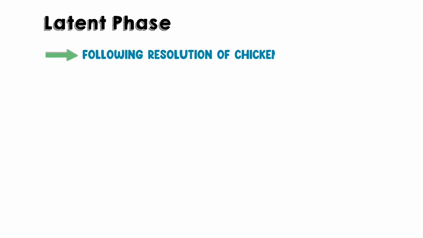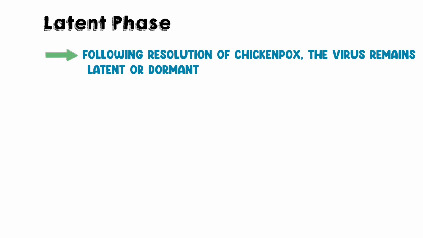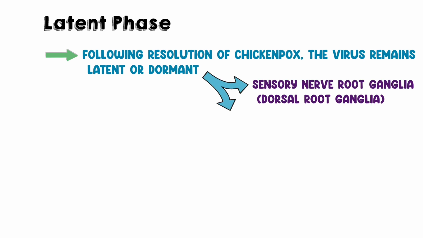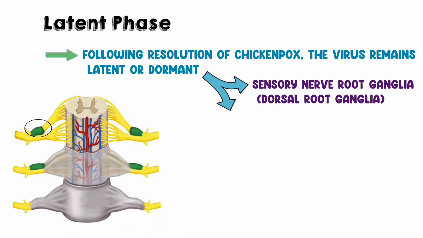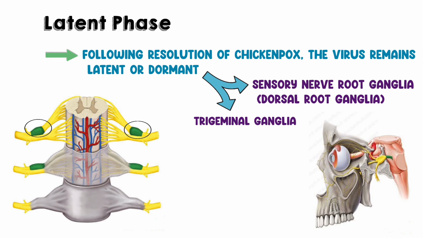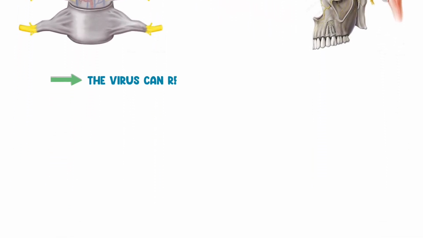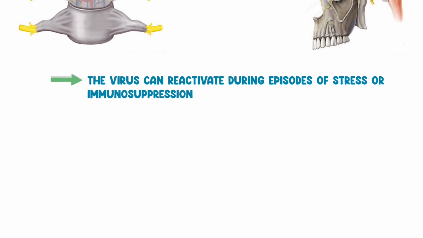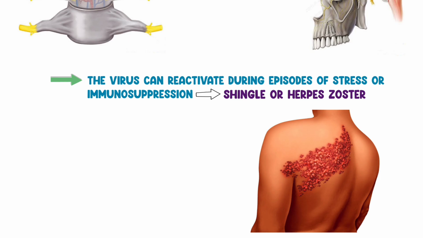Now the last one, latent phase. After the resolution of chickenpox, the virus remains latent or dormant, either in sensory nerve root ganglia of the spinal cord, also called dorsal root ganglia, or in trigeminal ganglia, where the virus can reactivate during episodes of stress or immunosuppression, and that leads to shingles, which is also called herpes zoster.